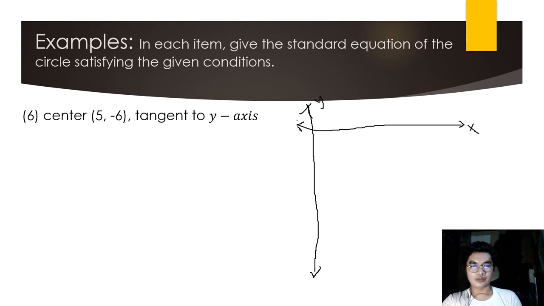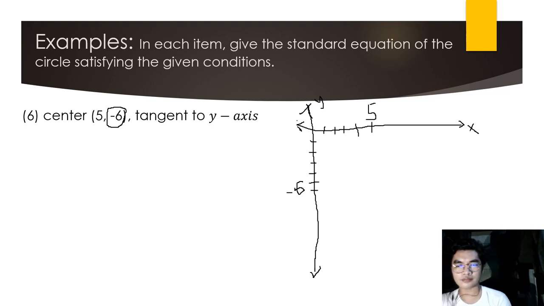Okay, according to the given, the center is at 5, negative 6. So from the x-axis, you need to count 5 units from the origin to the right. Okay, so we have 1, 2, 3, 4, and then 5. And then for our y, we have negative 6. So we need to count 6 units from the origin going down because it is negative. We have negative 1, negative 2, negative 3, negative 4, negative 5, negative 6. So this is our negative 6, and this is our positive 5.